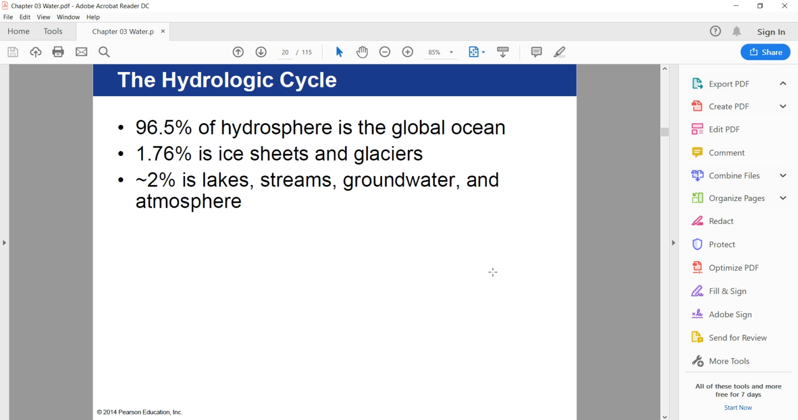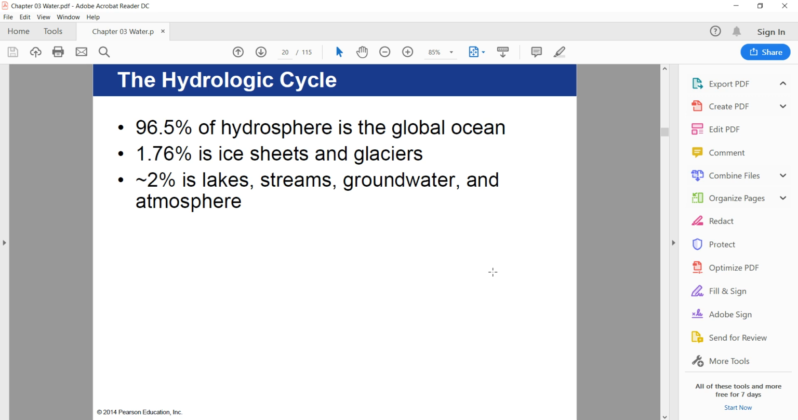About 1.76% is stored in ice sheets and glaciers, and that is also not useful because it is all in solid form in the ice sheets and glaciers, and there is no economical way to recover that water, something that we can use. So that also we do not count as accessible, something that we can use in our everyday life. The remaining 2% is stored in lakes, streams, groundwater, and the atmosphere.